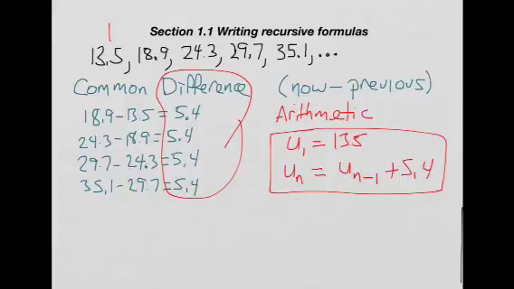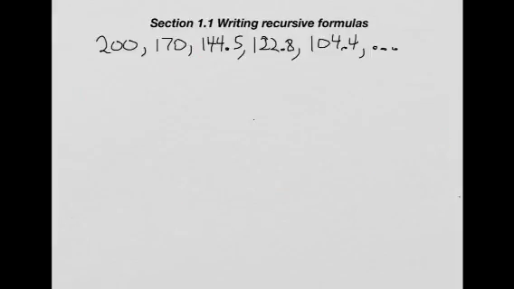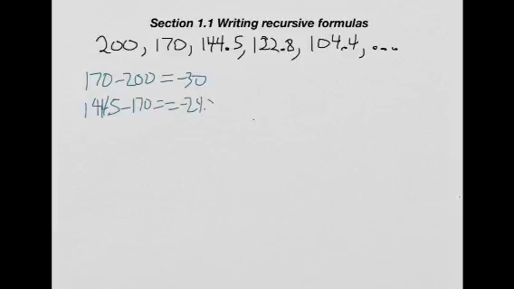Let's look at another example. With this sequence, again, I'm going to assume the easiest first. I'm going to look for arithmetic, so I'm going to look at my difference. 170 minus 200 is negative 30. 144.5 minus 170 is negative 25.5. Either way, it's not a common difference. So we know it's not arithmetic.